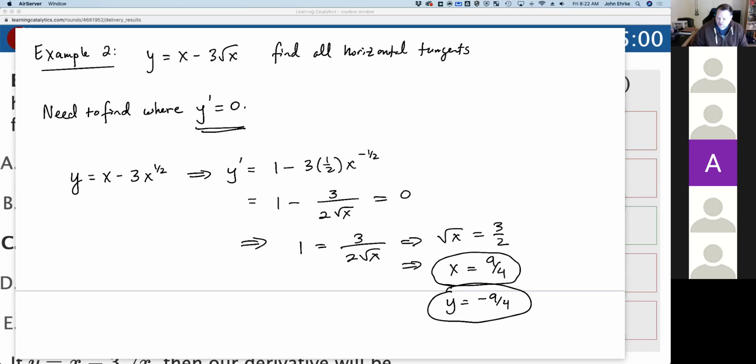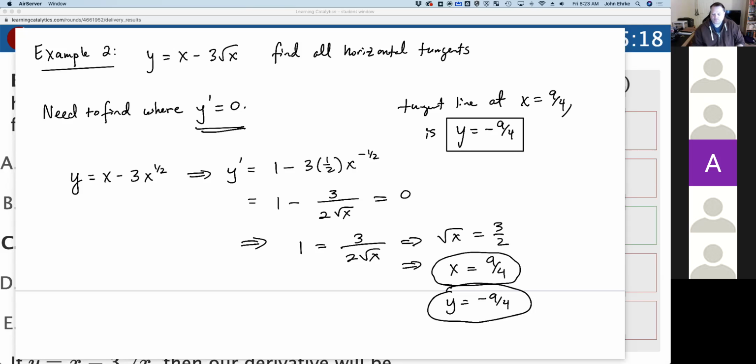So in fact, we know that the tangent line at the point x equal 9/4 is the horizontal line y equal minus 9/4. So that is the tangent line at that point. It turns out to be a horizontal line. So our ability to find tangent lines and analyze the slope of functions is gradually increasing in the course. We can do this faster and faster the better we get at taking derivatives.